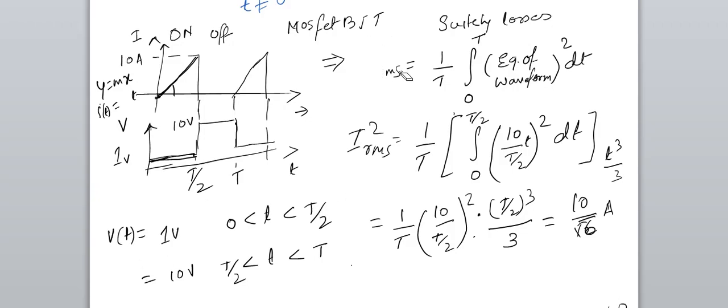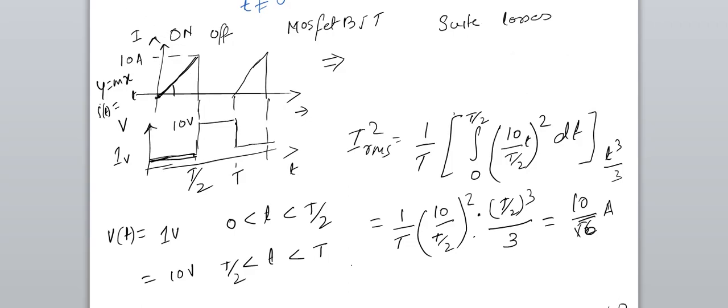Now talking about your losses, so what about your losses will be switching loss. If you are talking about switching loss, the switching loss will be an average value. So 1 upon time period, integration of V of t into I of t, dt, from 0 to t. Okay. Now I will write the equation here.